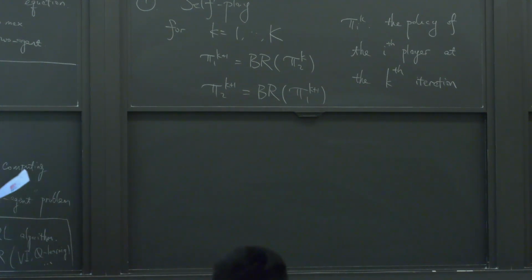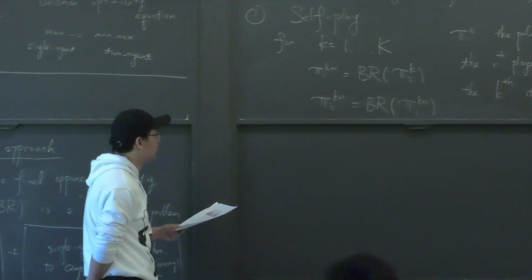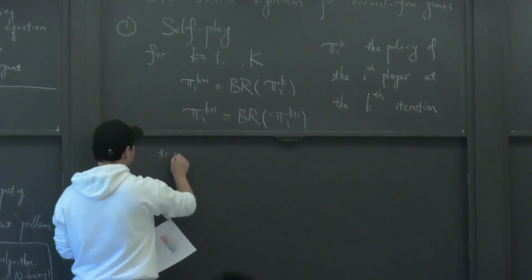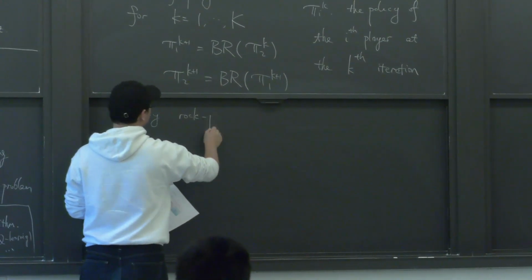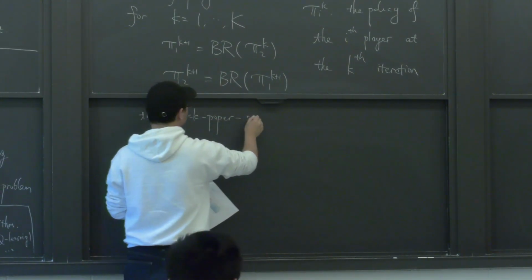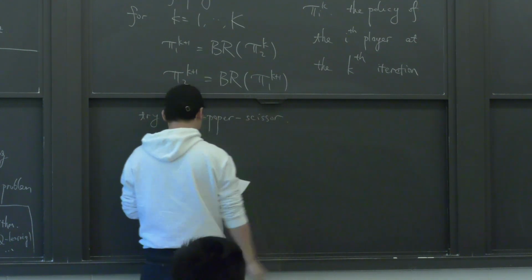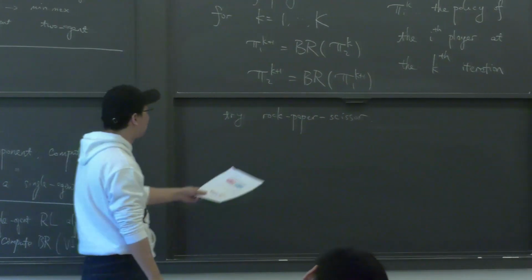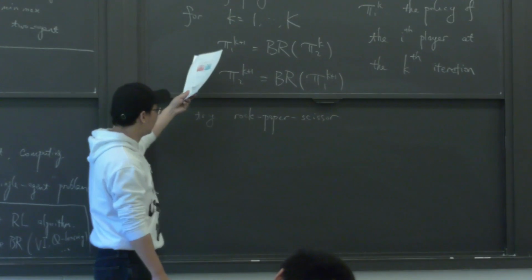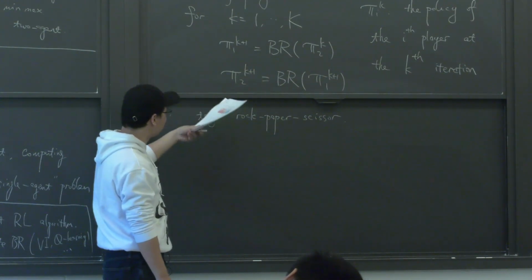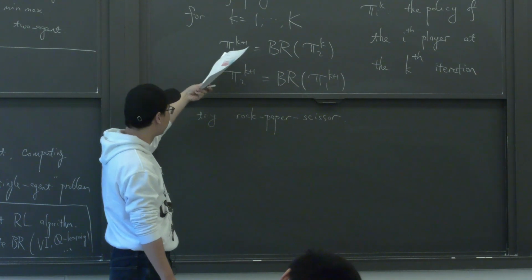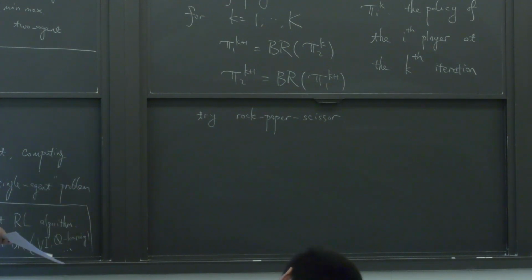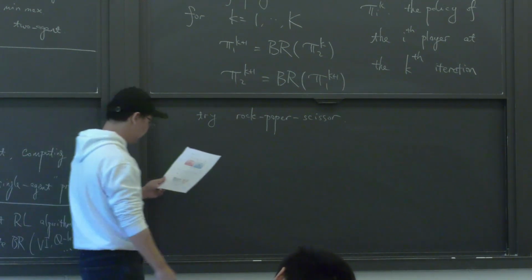Okay. So what we can see about this algorithm, it turns out we can simply just try it on rock, paper, scissors. So what will happen is, for example, if we initialize with the second player to be a rock, then the first player will change to be a paper, and then the second player will change to be scissor, and then the first player will change to be a rock, and second player will change to be paper. So we end up within a loop. We're never able to converge to Nash equilibrium.